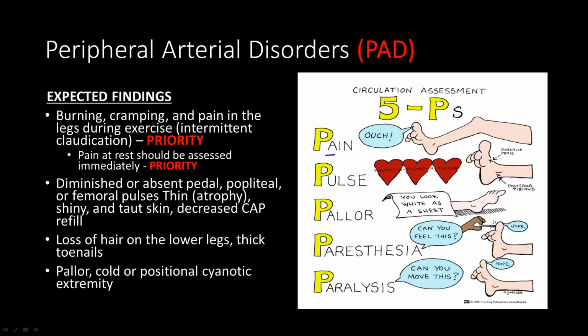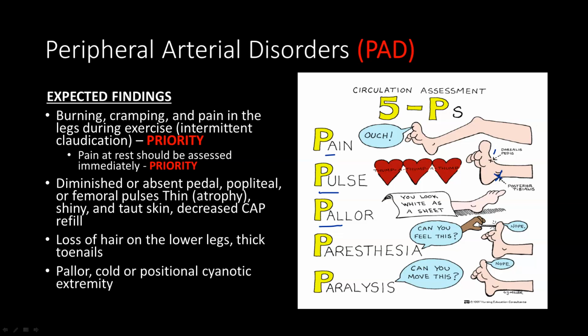So you have pain. Again, it should go away. It's reproducible. You have a pulse. If you don't have a pulse, you need to get a Doppler. If you don't have the dorsalis pedis or the posterior tibial, you need to move up to the popliteal and then to the femoral. Color changes, red, white, or blue.